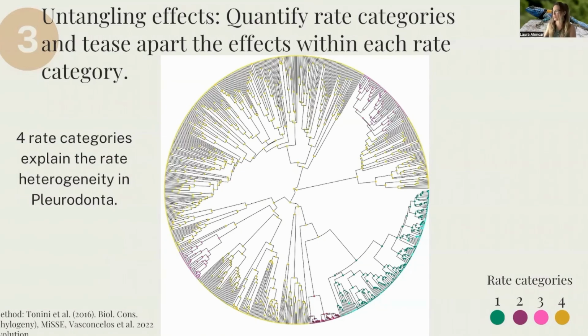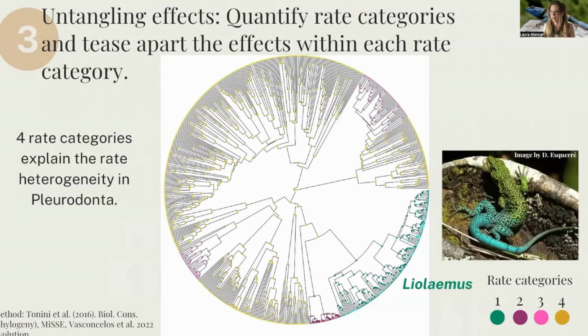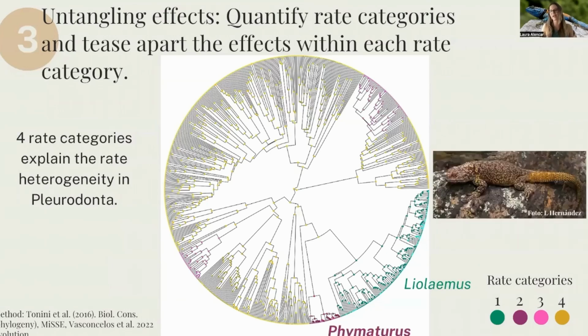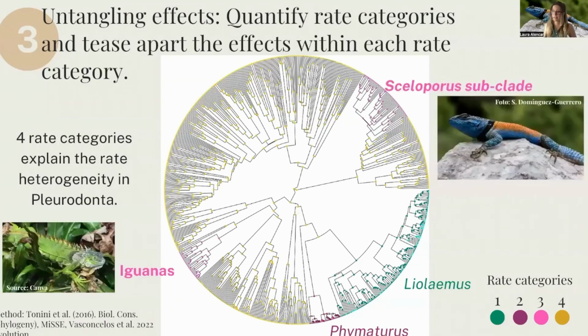These rate categories are illustrated by the different colors. And just to give a brief idea of who belongs to each of these categories, the first category comprises all the species of the genus Liolaemus, that predominantly Andean genus that I mentioned in the beginning of the talk. The second category comprises all the species of the genus Phymaturus, which is also predominantly Andean, and together with Liolaemus comprise the family Liolaemidae. The third category is a combination of the Scleroglossa subclade and iguanas.